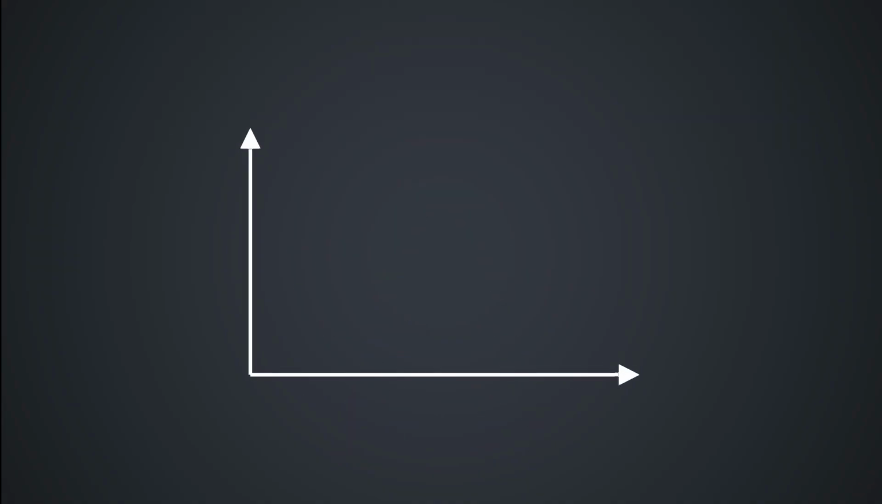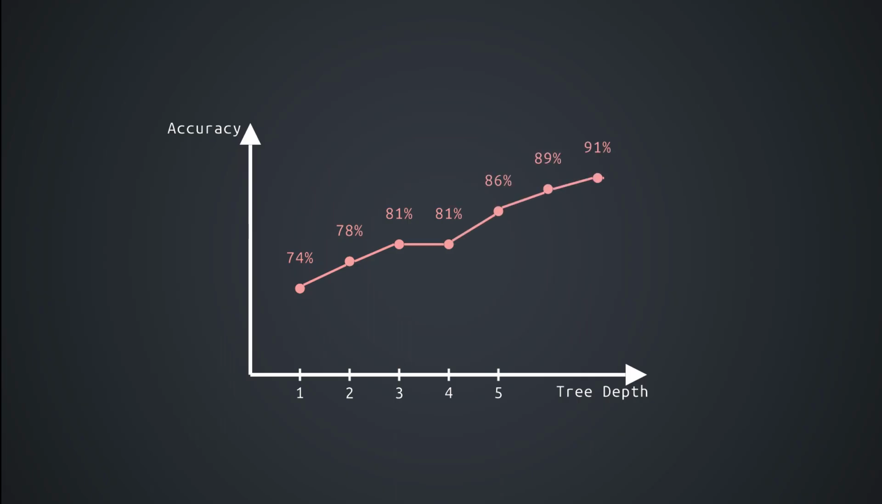By increasing the depth to 2, the accuracy now jumps to 78%. And as you continue to increase the depth, the accuracy will monotonically increase, which might look amazing. But there is a big danger associated with that.